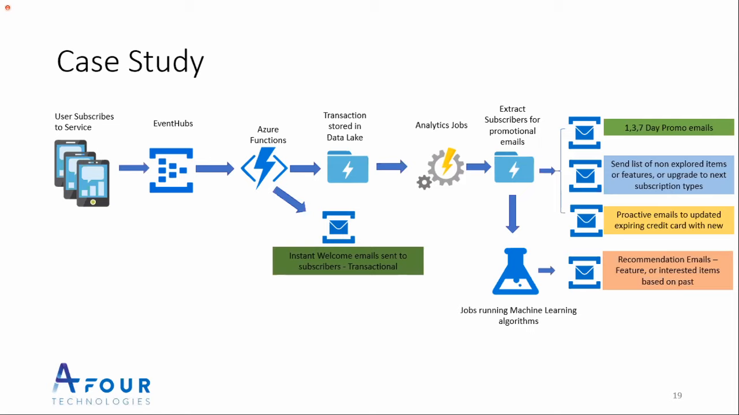Then we have some different category of emails for which again we need to extract data, right? So extract a list of data for which you want to send out emails, like you have not explored these features, why don't you go and explore this feature? Or if a particular user has subscribed to your product, saying that I want to pay a monthly fee, and you don't want to lose that person.